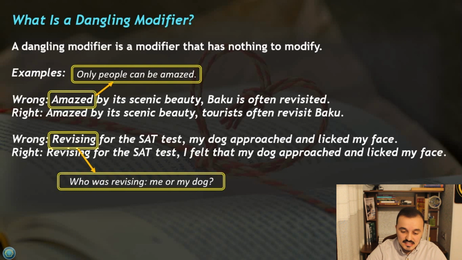Revising for the SAT test. So, who was revising? Me or my dog? Of course, me. That's why the right version should be: Revising for the SAT test, I felt that my dog approached and licked my face.